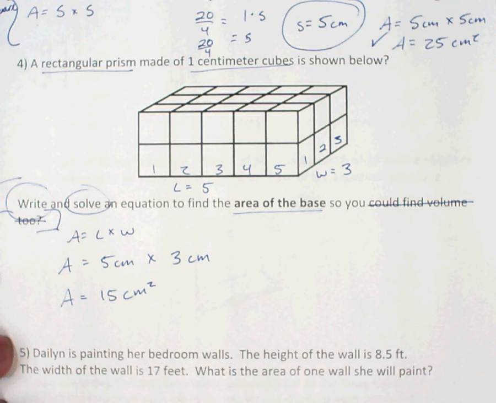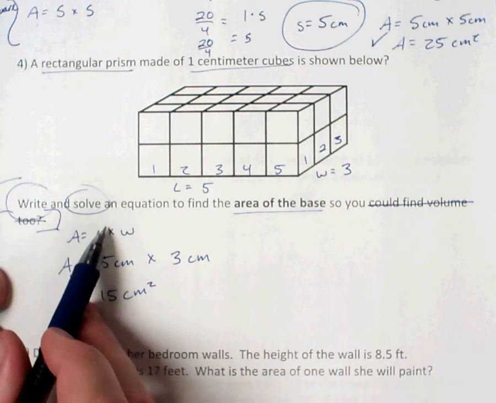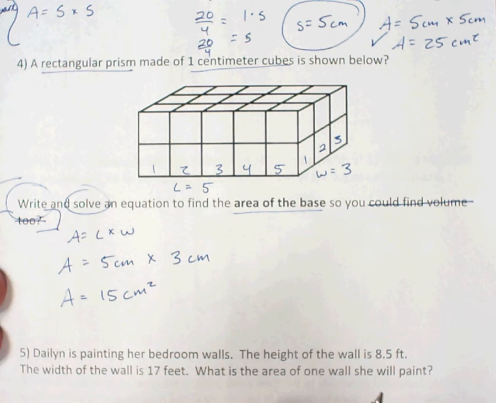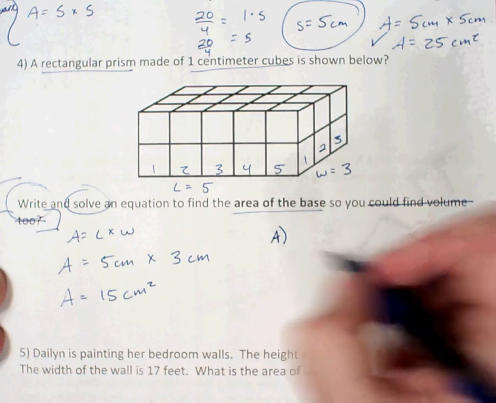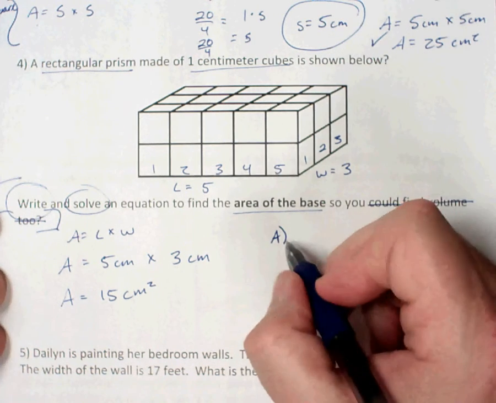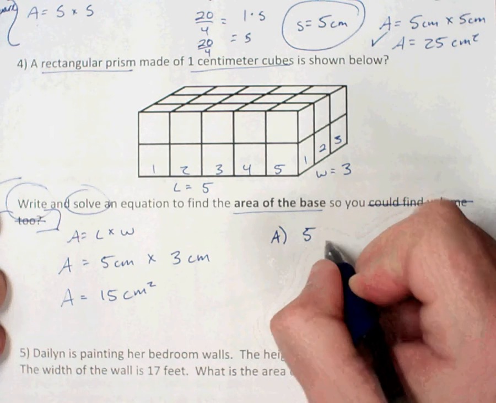Now, the original problem for this had four multiple choice answers where you were choosing an equation. And I don't remember exactly which one was which, but I do remember what the answer choices were. We'll just use the answer as A. So A was 5 times 3.